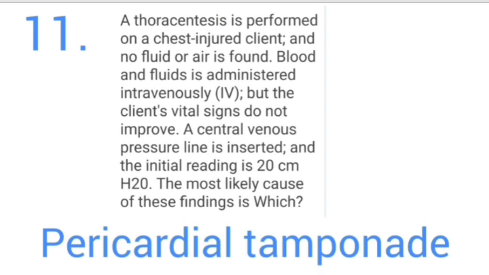A thoracentesis is performed on a chest-injured client and no fluid or air is found. Blood and fluids are administered intravenously, but the client's vital signs do not improve. A central venous pressure line is inserted and the initial reading is 20 cm H2O. The most likely cause of these findings is which? Pericardial tamponade.